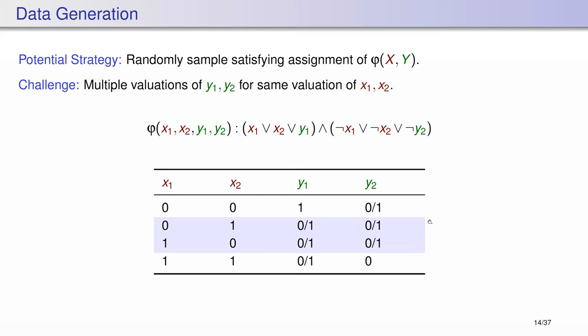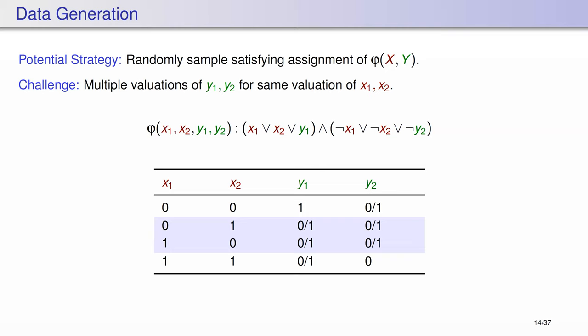For every value of x1, x2, let's see what the possible values of y1 and y2 are. When x1 and x2 are 0, 0, there's only one choice for y1: it must be 1. Similarly, when x1 and x2 are 1, 1, substituting 1 and 1, not of 1 is 0, so for y2 there is only one choice, which is 0. For everything else, y1 and y2 can take both 0 and 1.